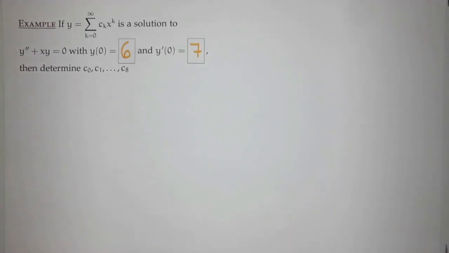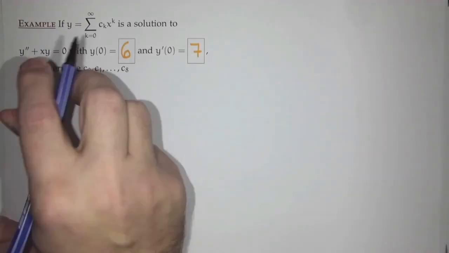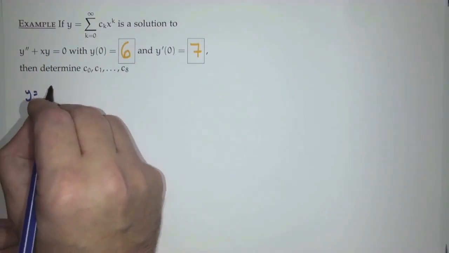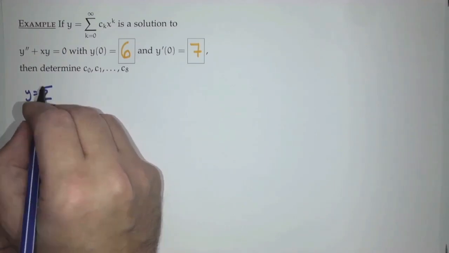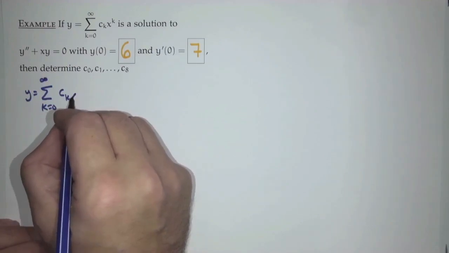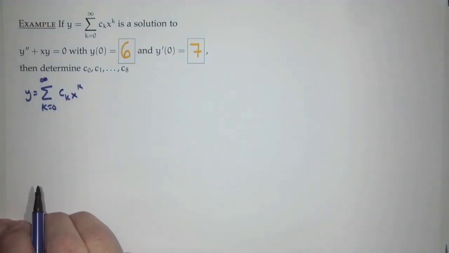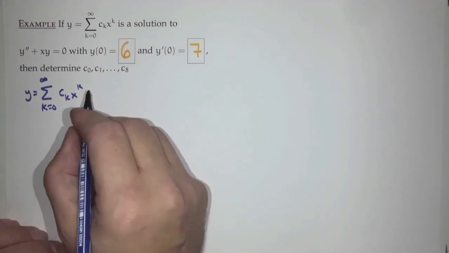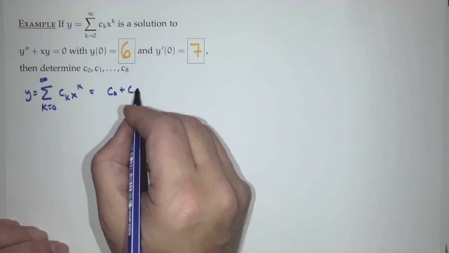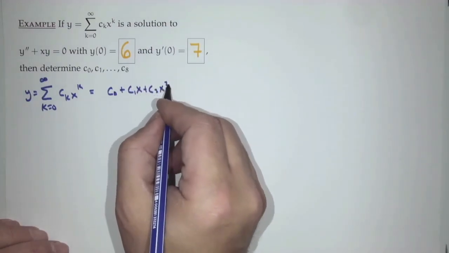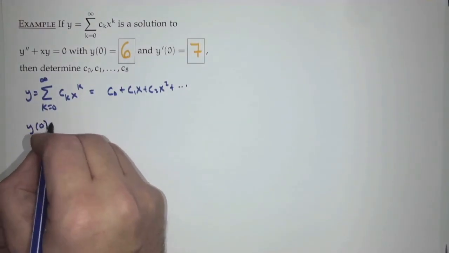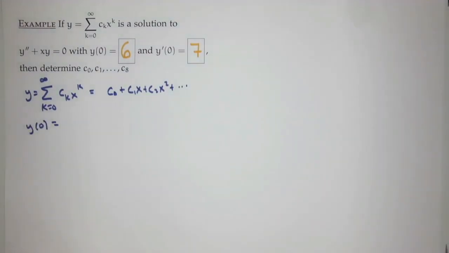All right, well, how to start? The good news is we know what y looks like. Here's our function for y. I'll just copy it again. Y is the sum k equals 0 to infinity, ck x to k. Now, keep in mind, what does this mean? It means really our solution looks like C0 plus C1x plus C2x squared, and so forth and so on. So what can we say about y of 0? What happens when we plug 0 into this sum?